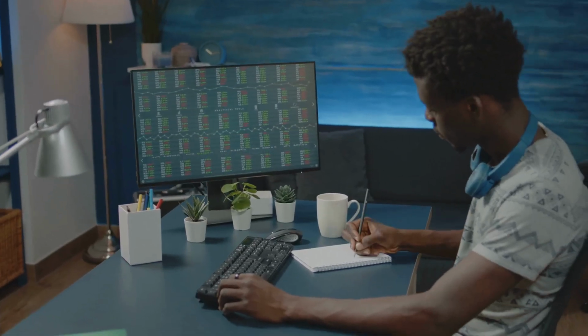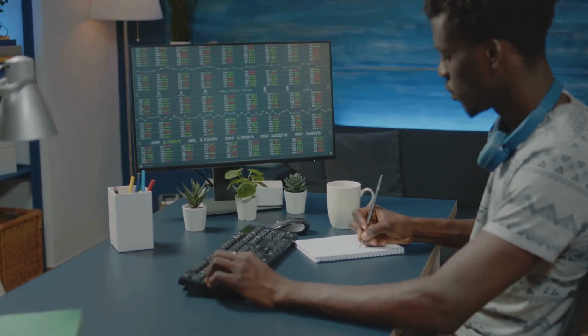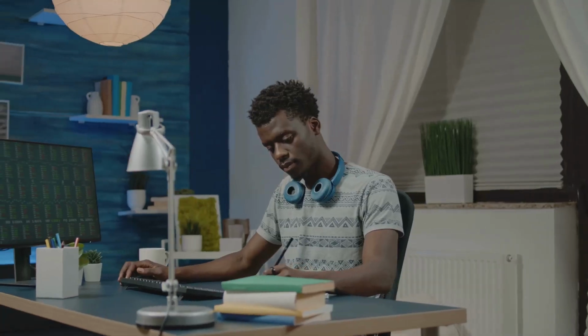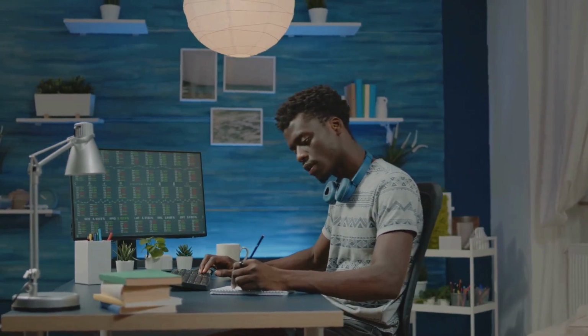Next up is the white paper feature. This is your go-to library for the white papers of various cryptocurrencies. It's like having a personal guide to the very DNA of your selected digital assets.